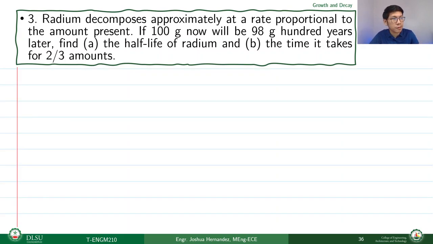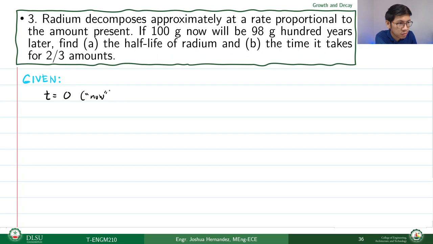So let's try and solve. So again, the first step is to identify the given. Let's quantify the problem. Sabi rito, if 100 grams now will be 98 grams 100 years later. 100 grams now. So let's take that as a reference. When t is equal to 0, yung sabi niyang now, the, ano daw ba? Radium. So let's score that R. Okay lang ba? Can we call that R? Radium will have a weight of 100 grams. R is equal to R naught equals 100 grams. Okay.